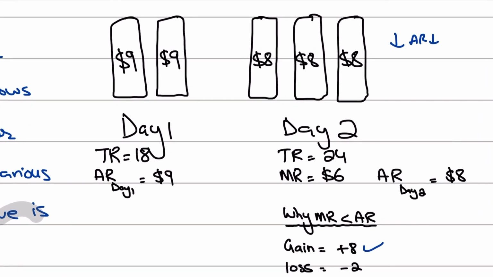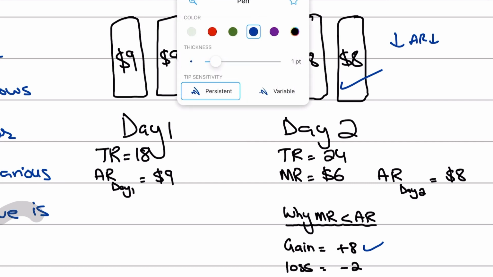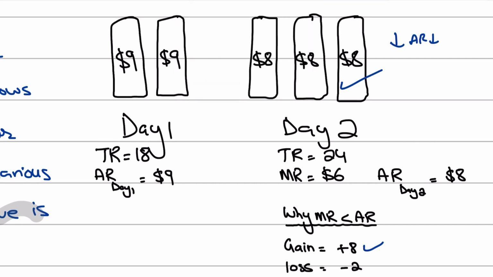But the marginal revenue will fall more on the second day. Although average revenue is falling by $1, your marginal revenue is going to fall more, because you have reduced the price not only on the additional chocolate you're selling that day, which is the third chocolate, but you've also reduced the price for the previous chocolates that you could potentially have sold at a much higher price.